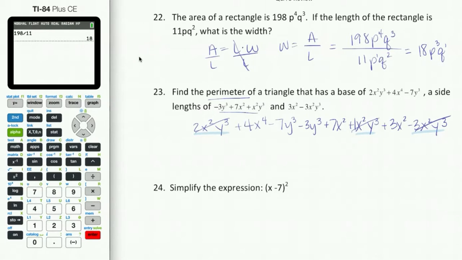Then we're going to look at our x to the fourth. That is the only one that we have. So we have 4x to the fourth. Then we have negative 7y to the third minus 3y to the third. So negative 7 minus 3 is negative 10y to the third. And then we have 7x squared plus 3x squared. So that's going to give us 10x squared.